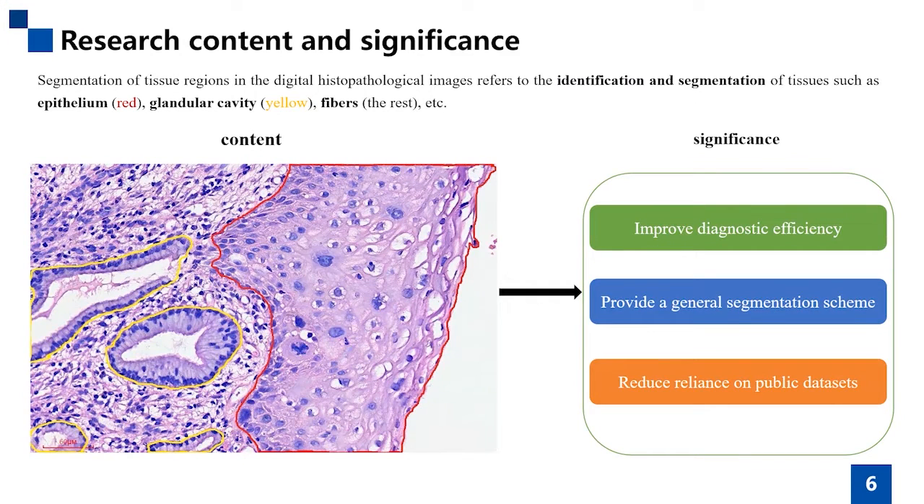Therefore, this paper is to design an algorithm to automatically identify and segment various tissue regions in pathological images and determine their tissue types. The significance of this topic is to improve diagnostic efficiency, provide a general segmentation scheme, and reduce reliance on public data sets.